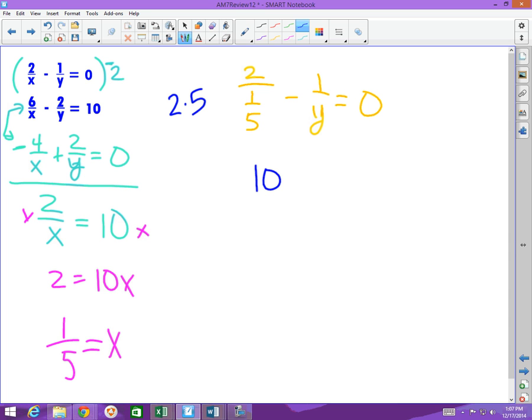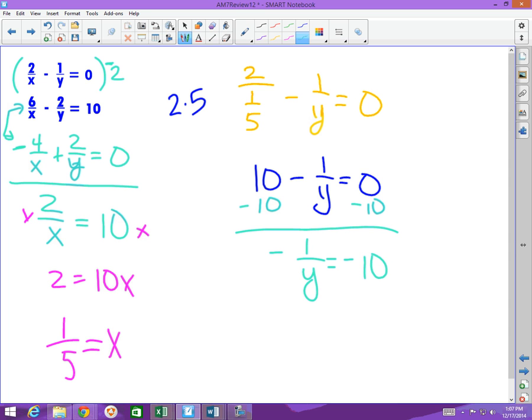So now you have 10 minus 1 over y equals 0. Subtract 10. Negative 1 over y equals negative 10. Multiply both sides by a negative y.